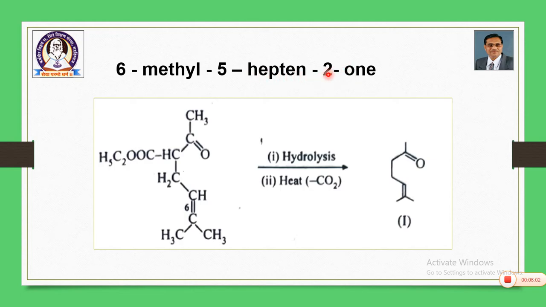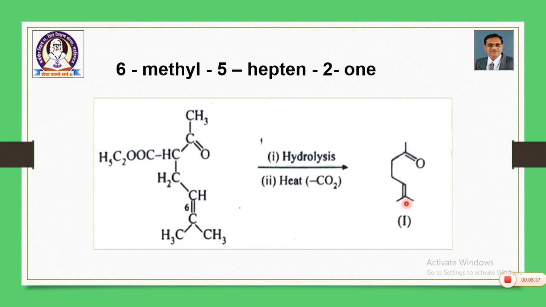At position number 2, there is ketone. So, let us see the nomenclature. This is carbon number 1, carbon number 2, 3, 4, 5 and 6. Actually, 7 carbon system is there. So, it is derivative of heptane. Then at position number 6, there is methyl group. At position number 5, there is a double bond. At position number 2, there is a carbonyl group. So, it is 6-methyl-5-heptene-2-one.